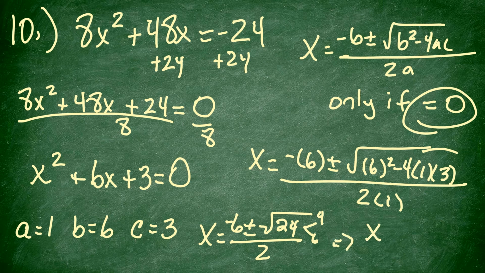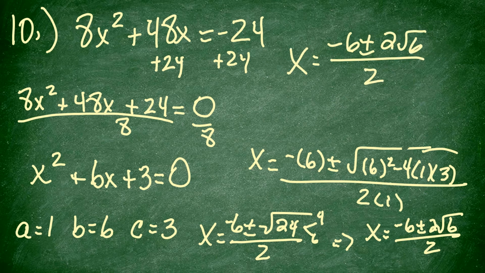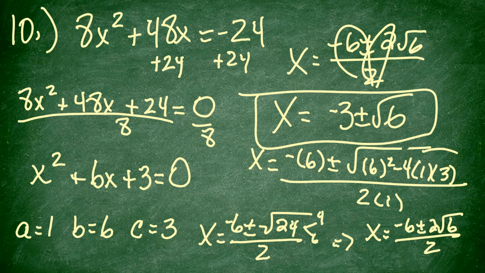So this becomes x equals minus 6 plus or minus 2 radical 6, all over 2. So this 2 can go into the 2 in front of the radical and the negative 6, so I divide them both, and get x equal to minus 3 plus or minus radical 6, and that's my final answer. Moving on.